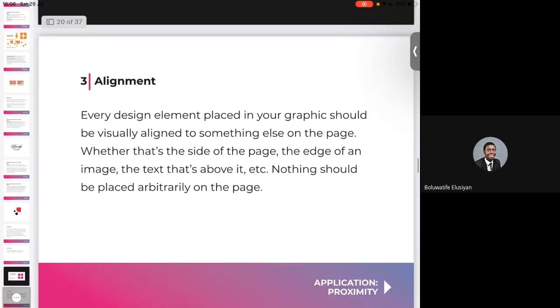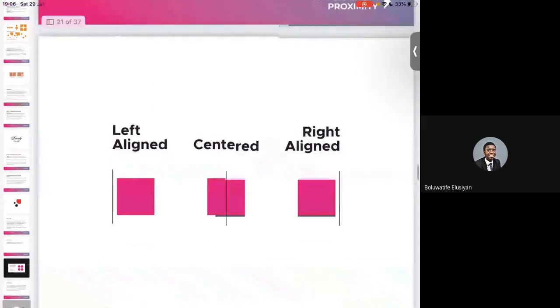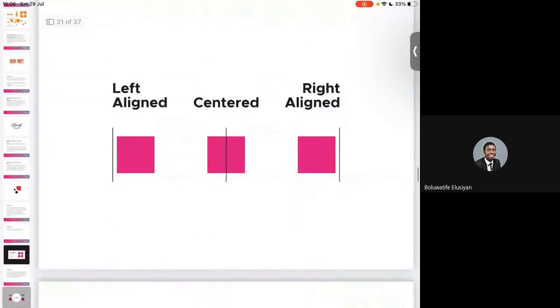So alignment. I love alignment so much. It's not the most important, but I really love alignment. Every design element placed in your graphic design should be visually aligned to something else on the page, whether that's the side of the page, the edge of an image, or the text that's above it. Nothing should be placed arbitrarily on the page. So now look at what that means. Left aligned, centered, and right aligned. This is very important in design, friends.